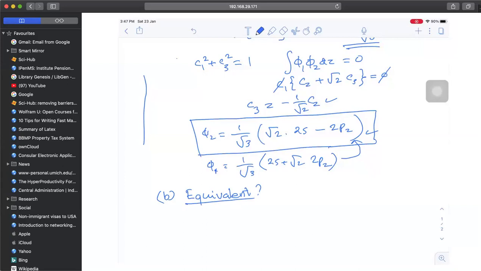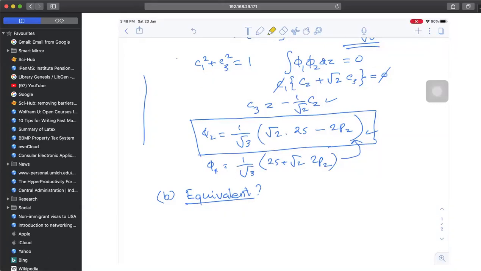And what is your answer? No, sir. They are not equivalent. Why? Sir, because we are getting one combination as 2s minus 2pz, and with different coefficients also, and the contribution will be different for phi 2 and phi 1 from s and pz orbitals.